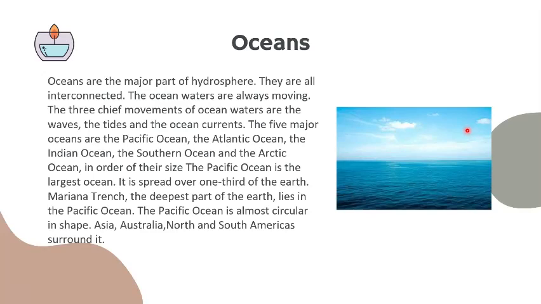In order of size, the Pacific Ocean is the largest ocean. It is spread over 1/3 of the earth. The Mariana Trench, the deepest part of the earth, lies in the Pacific Ocean. Have you heard of it before? Yes, that is the same Mariana Trench. The Pacific Ocean is almost circular in shape. Asia, Australia, North and South America surround it.